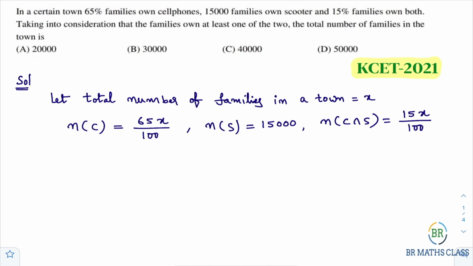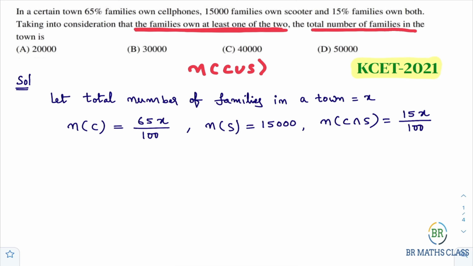What they are asking in the question is the total number of families in the town. Here, this is an important point, taking into consideration that the families own at least one of the two. It means that n(C union S) is what? n(C union S) is nothing but the number of families in the town. We take the number of families in the town as X. That means n(C union S) is X. So actually they are asking the total number of families in the town. That is nothing but n(C union S) we need to calculate. I have taken the total number of families in the town as X, so I need to calculate X.